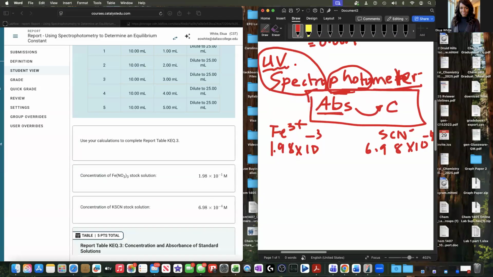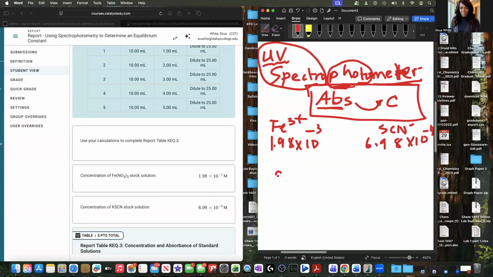For this part, when I'm doing M1 for the thiocyanate, I think this is a typo because they tell us KSCN, but we're dealing with NaSCN, sodium thiocyanate, not potassium thiocyanate. So we're just going to use the thiocyanate part. And the initial concentration is 6.98 times 10 to the negative 4, right? That's what I have up here.